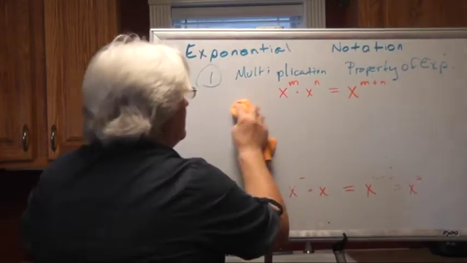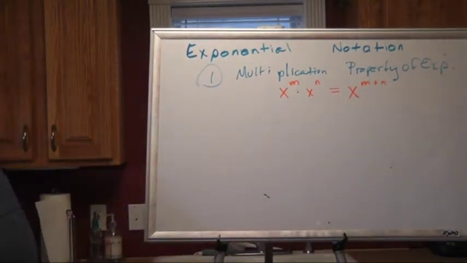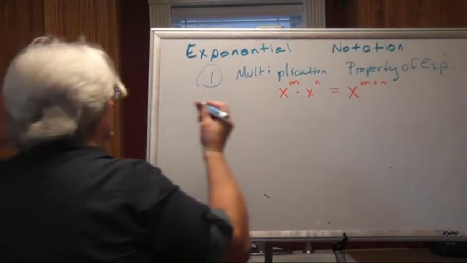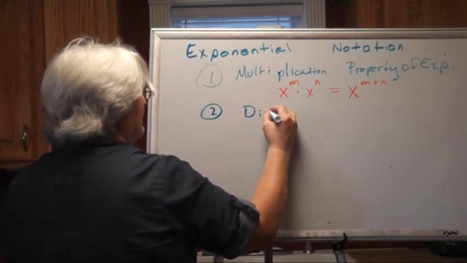What rule do we follow when we use the division of exponents? So we have the division property of exponents.